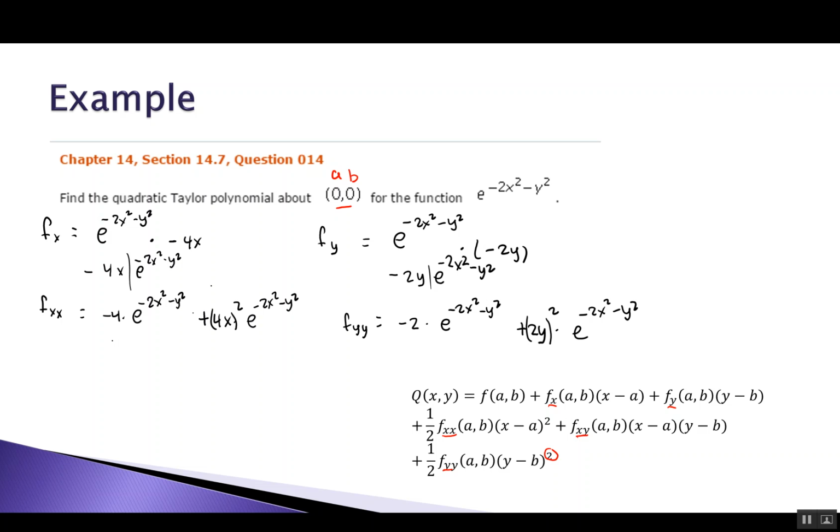And I also need an fxy or fyx. They're both equally easy, so I'll find fxy. And let's see, so that means the derivative with respect to y, so the negative 4x will carry. And I'll have e to the minus 2x squared minus y squared times minus 2y. And so that becomes a plus 8xy times e to the minus 2x squared minus y squared. Whew, that's a lot of pieces.